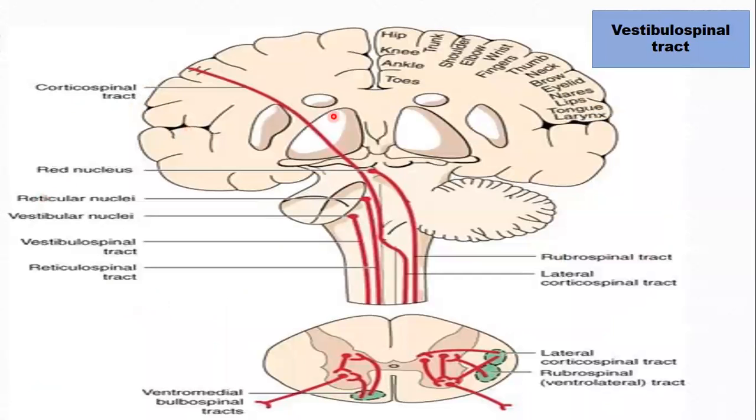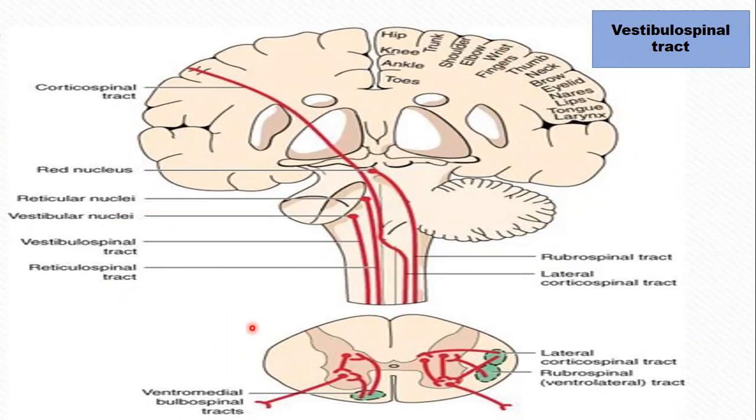Then we have our vestibule. Vestibule started with, as the name suggests, the vestibular nuclei. Here you see the vestibular nuclei is present over here. So the pathway which is going is known as the vestibulospinal. The red nucleus is present here, and the pathway from the red nucleus is our rubrospinal.